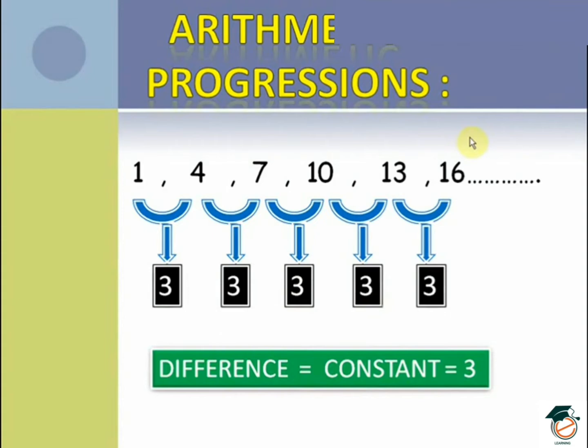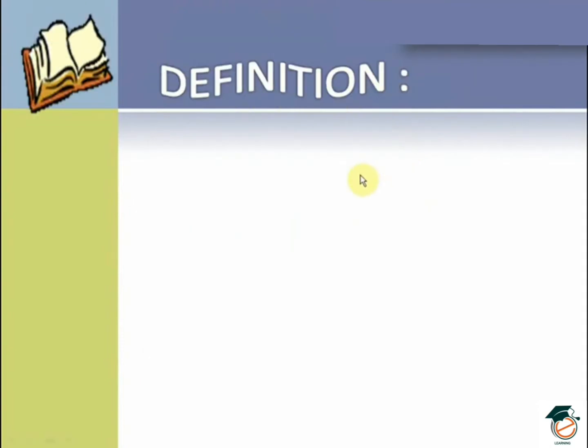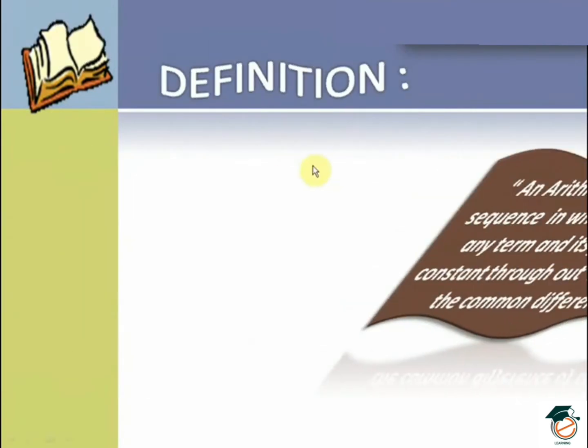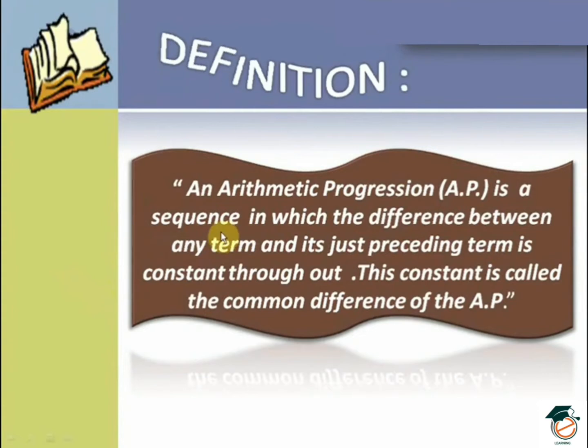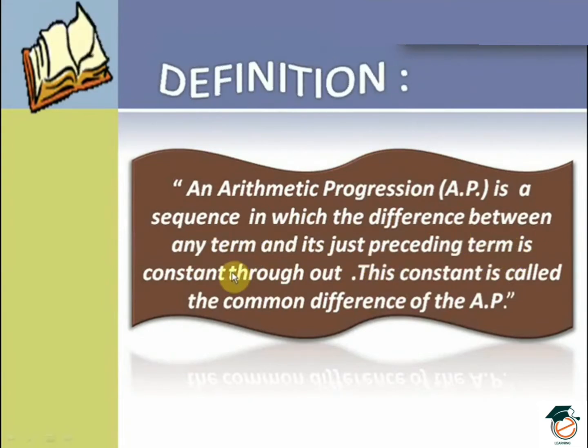Now we have seen two examples of arithmetic progressions. But now let's look at the proper definition of an arithmetic progression. So we can say that an arithmetic progression, or AP for short, is a sequence in which the difference between any term and its just preceding term is constant throughout. This constant is called the common difference of the AP.